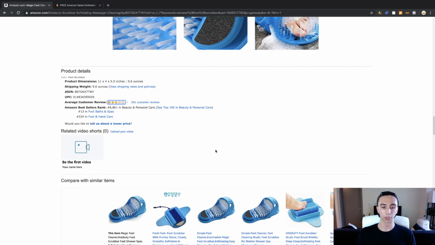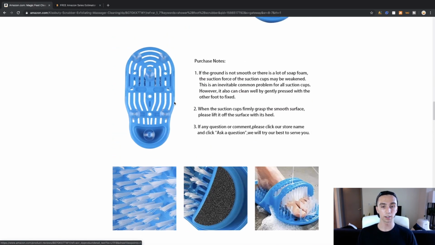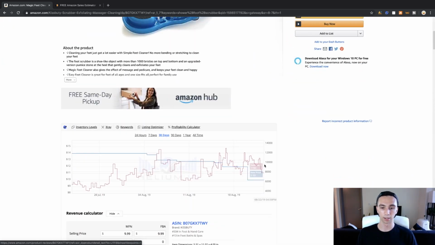Their price is a lot lower though. So we know how many monthly sales they're getting. They're getting almost 30 sales a day, very close to 30 sales a day. So they're moving a lot of units, 30 units per day based on their current sales rank.